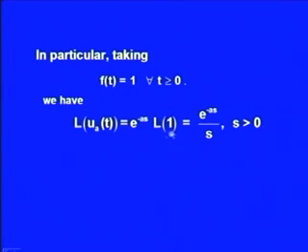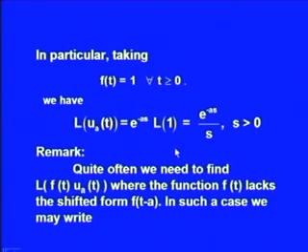We know that Laplace transform of 1 is 1 by s whenever s is greater than 0. This we have shown earlier in our previous lecture on Laplace transformation. So, the Laplace transform of u_a(t) will be equal to e to the power minus a s over s whenever s is greater than 0.